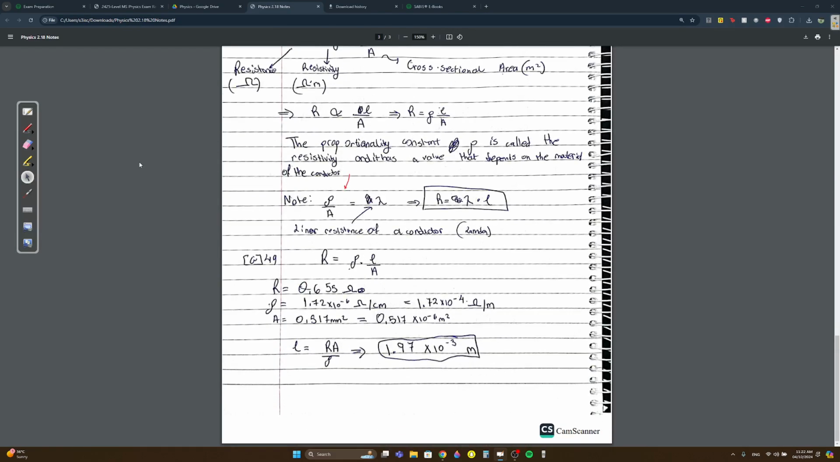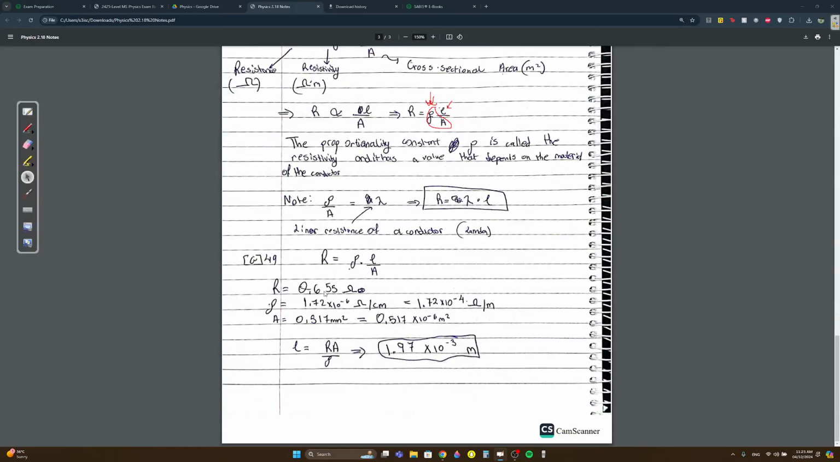And then I wrote you a note here because it was in the book. Sometimes they say rho divided by A, they call it lambda. Instead of the equation R equals rho L over A, they change rho over A to lambda, and they just multiply it by L. This is called the linear resistance of a conductor, lambda. Sometimes they give it to you. They tell you lambda equals, I don't know, 6. In that case, do you use this equation? No, you just use R equals lambda L.